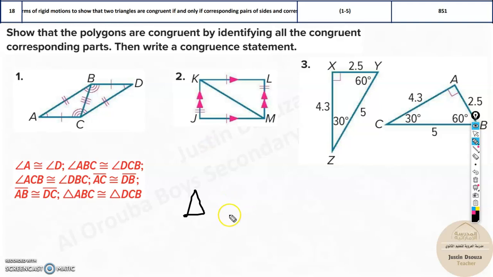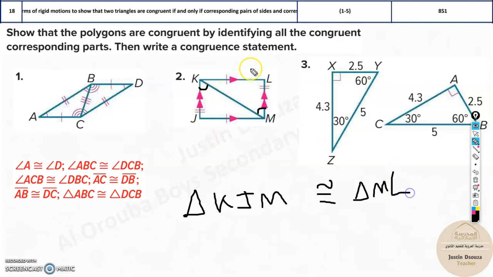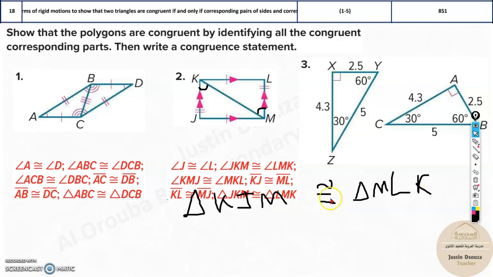Now over here, triangle KJM. Anything would be fine. I'll just write KJM. Now here I know J will be congruent to what? I know J will be L, but what is K congruent to? If this is K, it'll be M over here. So triangle M. Then I have J, which is congruent to L because it's a right angle. And then lastly, you can write M will be equal to K. So MLK.